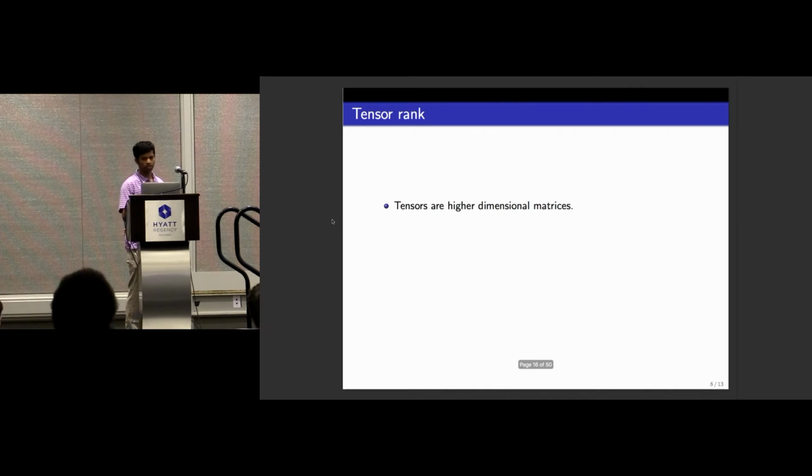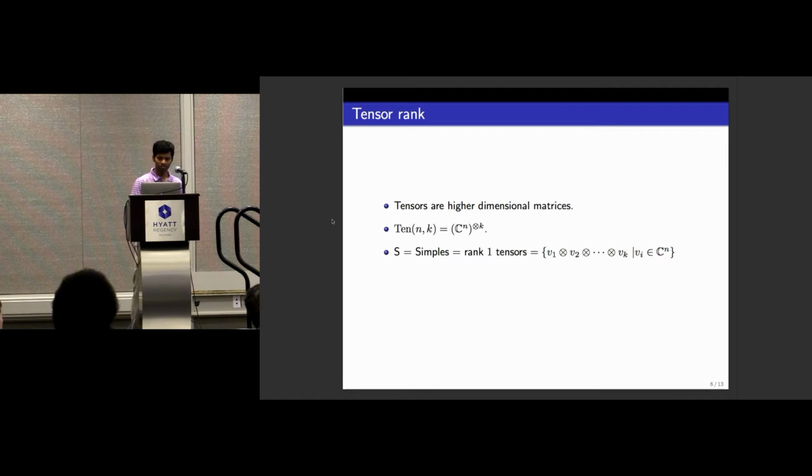Okay? And this is the way I want to view tensor rank, which you might think of as higher dimensional matrices. So let's say I'm looking at k-tensors whose local dimension is n, which I will denote by T(n, k). I want to talk about what the set of simples are. The set of simples are what are called rank 1 tensors, or you might think of them as pure tensors. And the tensor rank is going to be the smallest number of rank 1 tensors you need to add up to get to the required tensor that you're starting with.